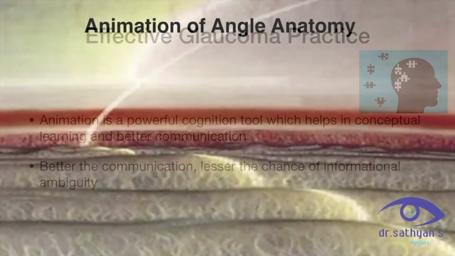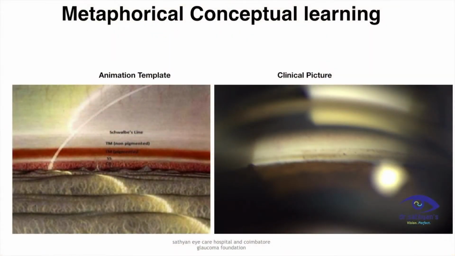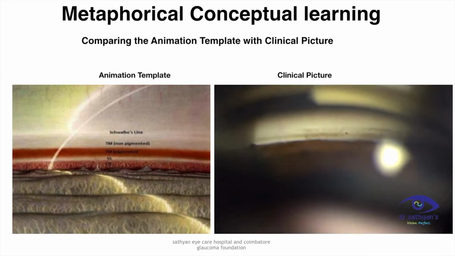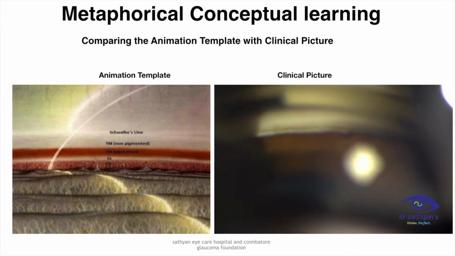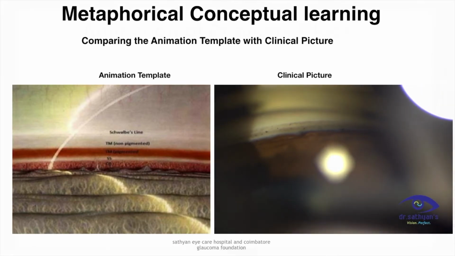This is an animation of the angle anatomy depicting all the 5 angle structures. So, once the animation template is shown, the metaphorical conceptual learning can be implemented by now showing them how the true angle structures look in real-time motion, seen on the right-hand side of the video. Metaphorical conceptual learning may aid in training as well as counseling.